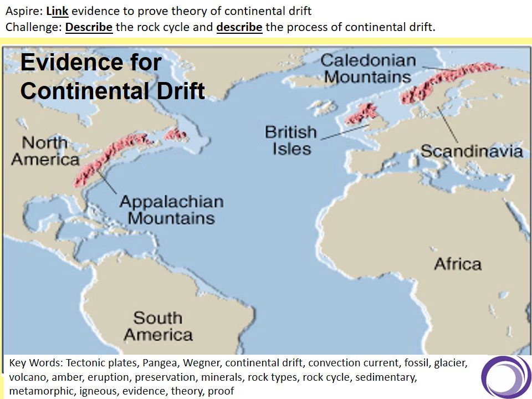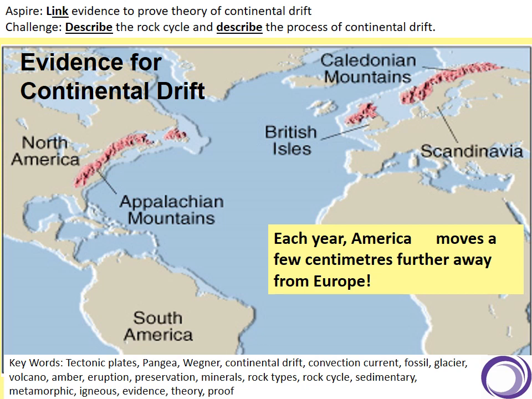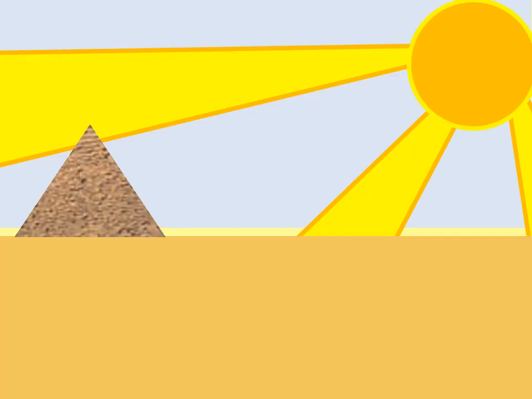Okay, so now we do know that there is that evidence, that proof. We now have machinery that can measure the movement of tectonic plates. And for example, every year America moves a few centimetres further away from Europe, and we can actually physically measure that. So another example we could use is our pyramids.